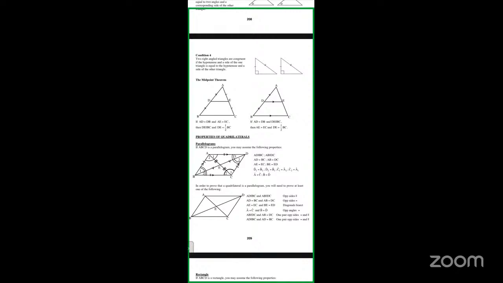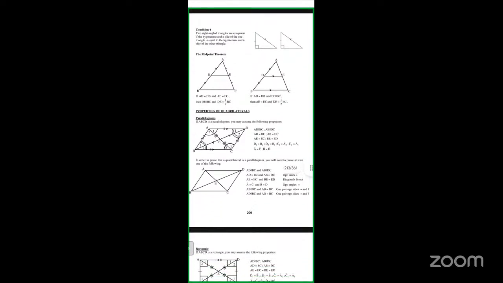Same applies with this other one. It says if AD is equal to DB, and in this case it is given that DE is parallel to BC, you should know that AE is equal to EC, and that DE will be half of BC. That's what you need to know with the midpoint theorem.